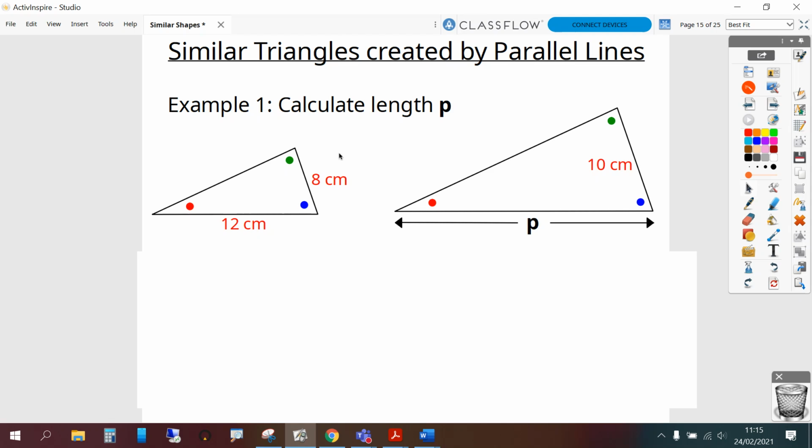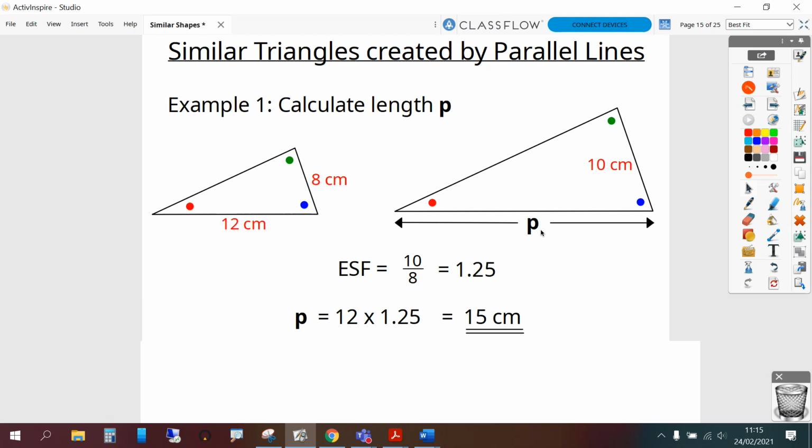So looking at the corresponding sides, well, 8 corresponds with 10, 12 corresponds with P. So we have an enlargement. Enlargement is big over small, which is 10 over 8. And that's 1.25, or 1 1/4 times the size. So 12 times 1 1/4 is 15. That's the length of P.